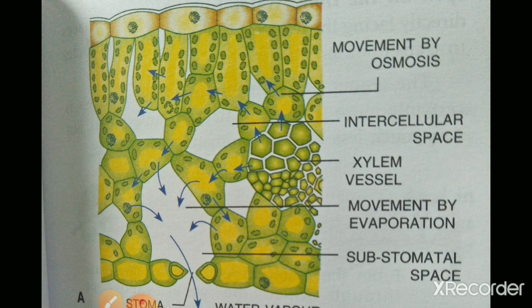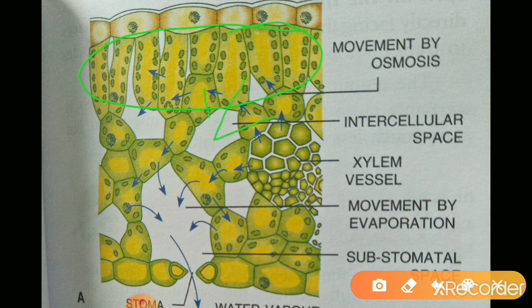The water absorbed by the root finally reaches the spongy mesophyll cells of the leaves. So these are the spongy mesophyll cells of the leaves. The surface of the mesophyll cells is always exposed towards where? Towards the intercellular space. So when water reaches the end surface of the mesophyll cells, it will form a thin film. This thin film of water will evaporate and it will move towards where?